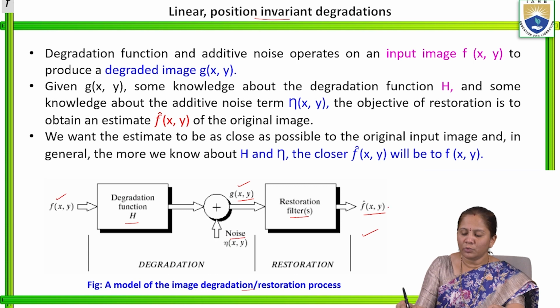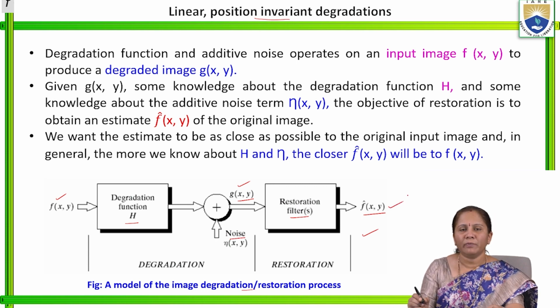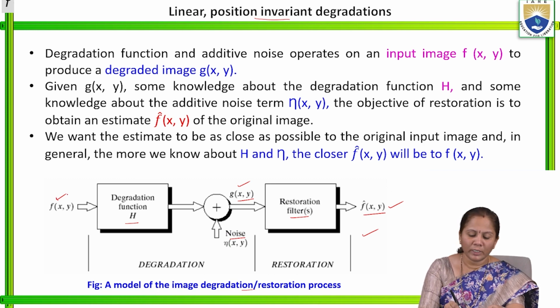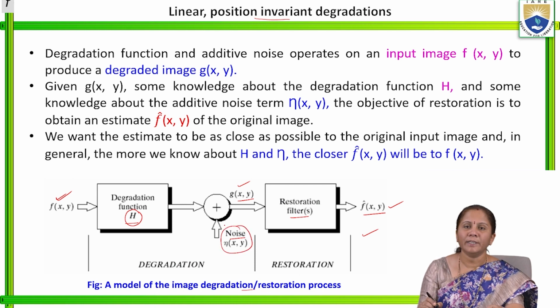In order to get this f cap of x comma y, which is the estimated output, equal to the input image f of x comma y, we should have good knowledge about this degradation function h and also about the additive noise eta of x comma y.